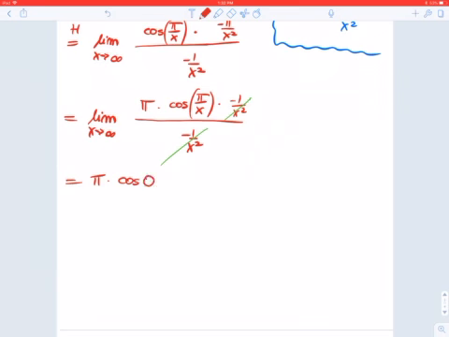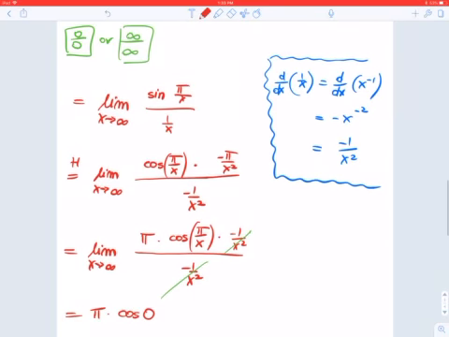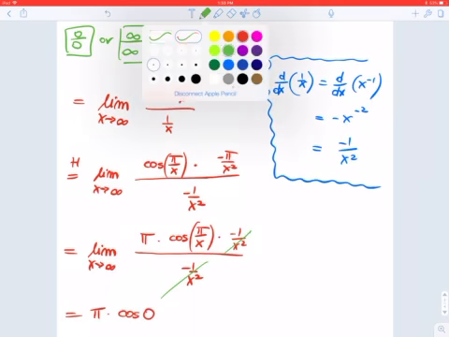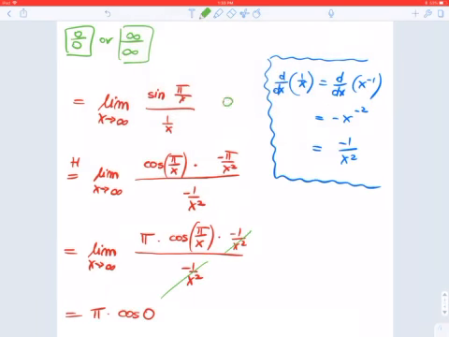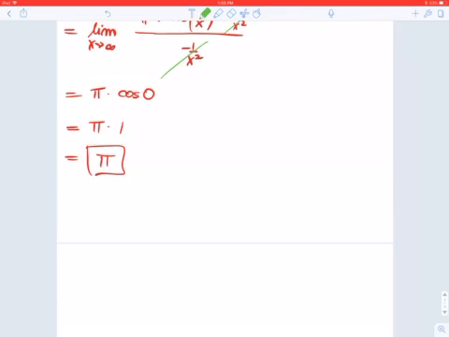Cosine of pi over a huge number is cosine of 0, which is 1. The final answer is pi. We did manage to get the form 0 over 0 and apply the L'Hopital rule. Okay, and let's see another example.